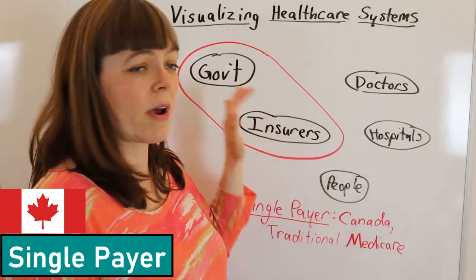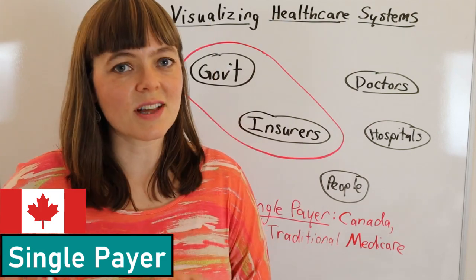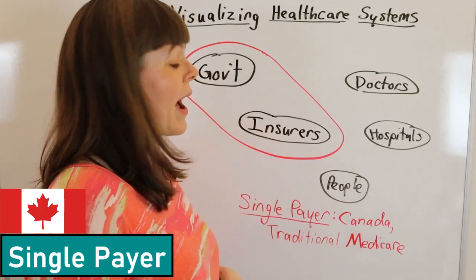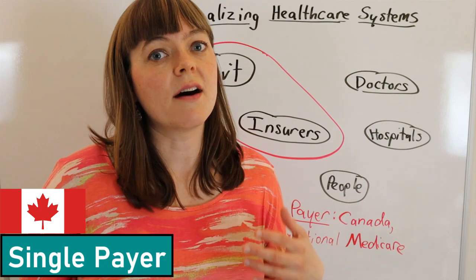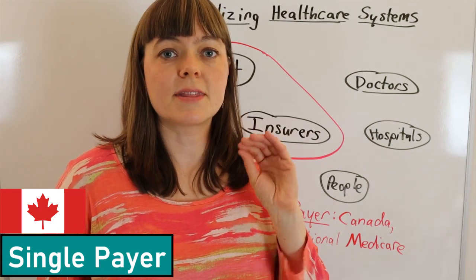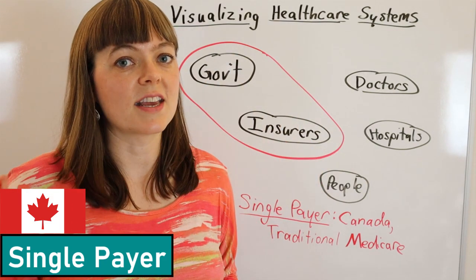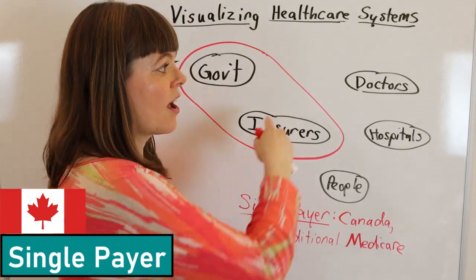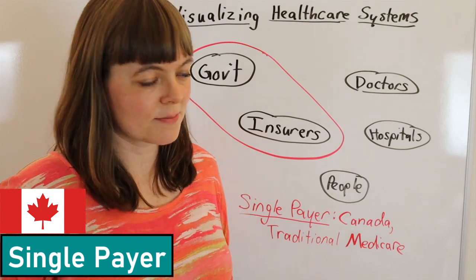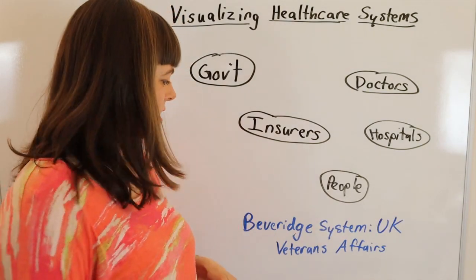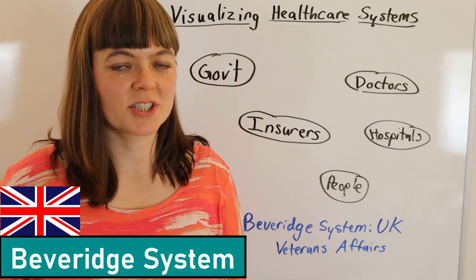Or the government could directly run the health insurance company. There's lots of different setups when it comes to how you actually handle the management of a single-payer healthcare system, but the big thing about single-payer healthcare systems is that the government is the insurer, is the payer of doctors and hospitals.